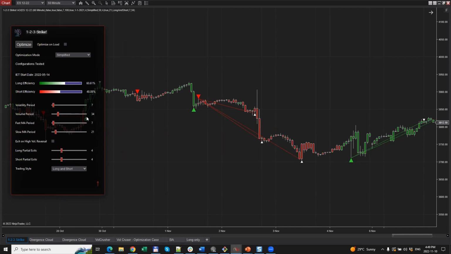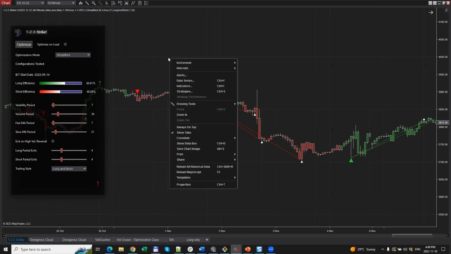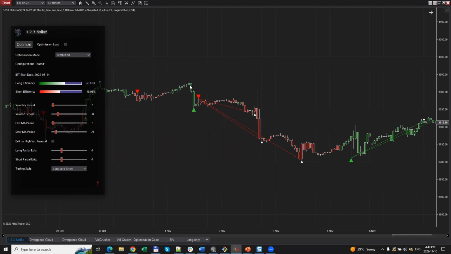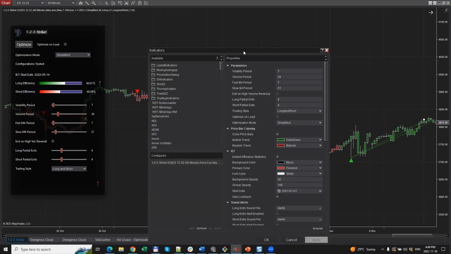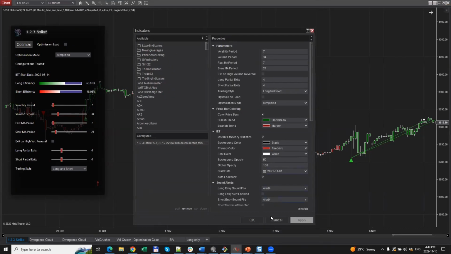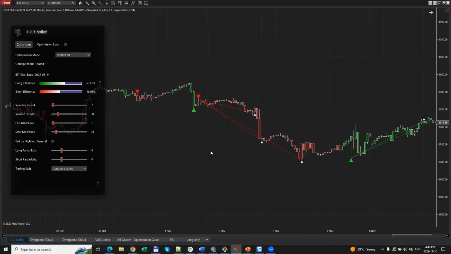Now, the cool thing is, in order to change these parameters, you no longer need to go to the parameters in NinjaTrader, which is quite tedious. You would have to click here, and this would open up a new window in NinjaTrader. Then you would have to change the parameters, click OK again, and so forth. This is no longer needed. You can simply adjust these parameters by dragging these sliders, and observe what happens when I do this.